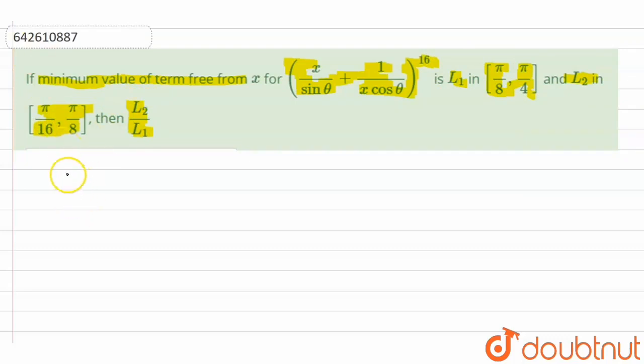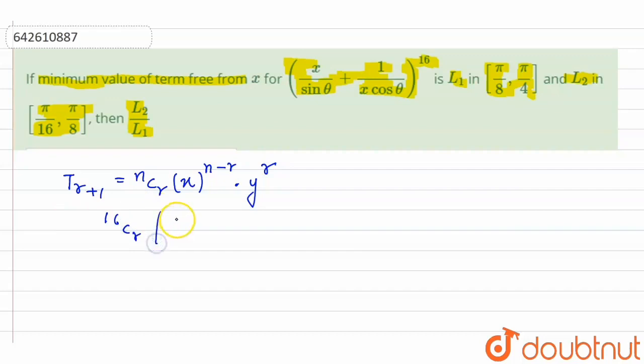So let's start. Now we know the general term for binomial expansion, T(r+1), is equal to nCr x to the power n minus r into y to the power r. If we apply it here, n is equal to 16. So 16Cr into (x upon sin theta) to the power 16 minus r into (1 upon x cos theta) to the power r.